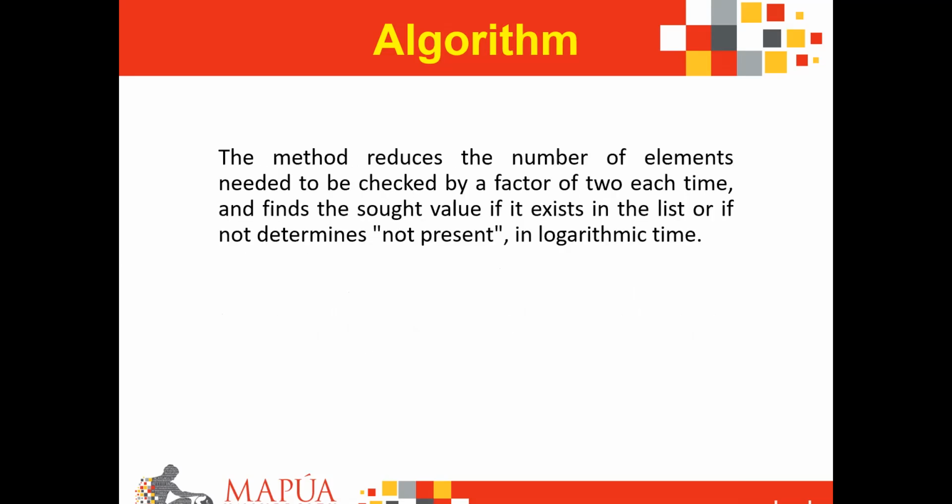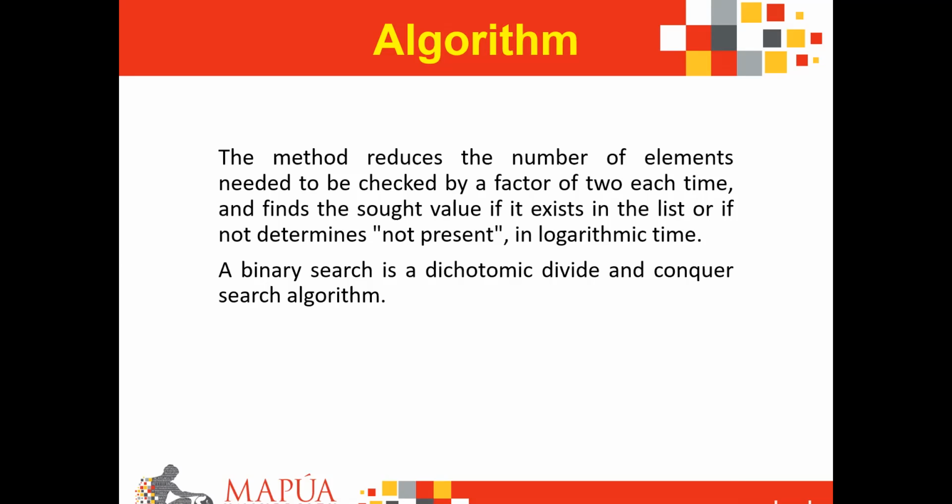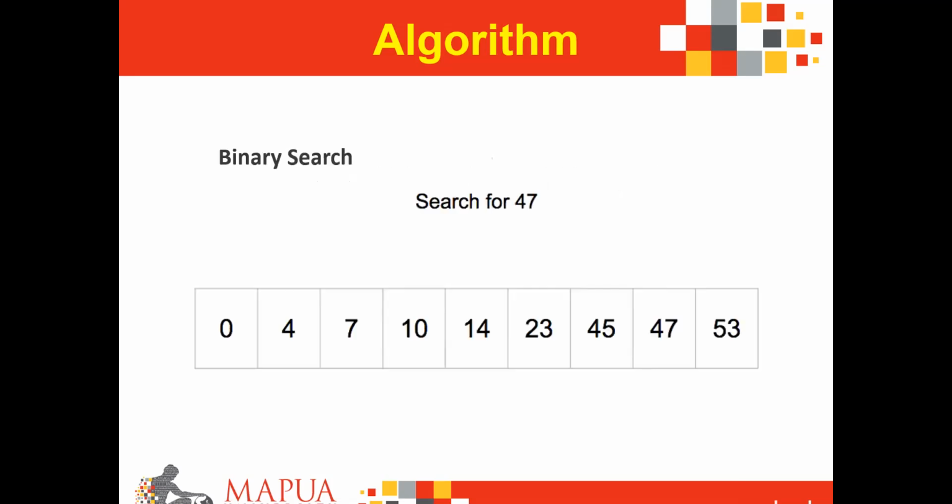The method actually reduces the number of times you need to compare your sought value every time by a factor of 2. Hence, most programmers often refer to this as the dichotomic divide and conquer search algorithm. This is an example of your binary search.